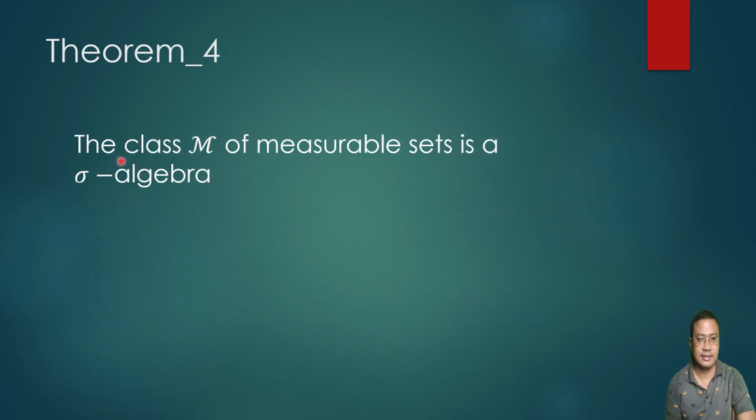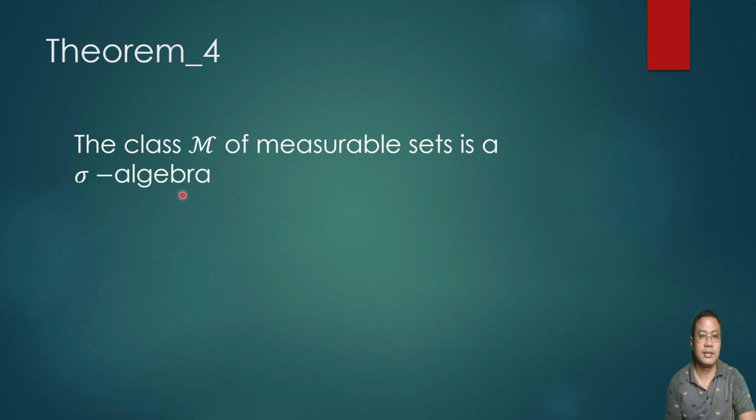Now let us prove a very important result: the class M of measurable sets is a sigma algebra. What we are going to show is that the collection of measurable sets is a sigma algebra. That means, suppose the collection of measurable sets is denoted by M. If you take any member from M and take its complement, the complement is also in M. If you take a sequence of sets in M, their union is also in M. That is what we are going to show, and then M will be a sigma algebra.